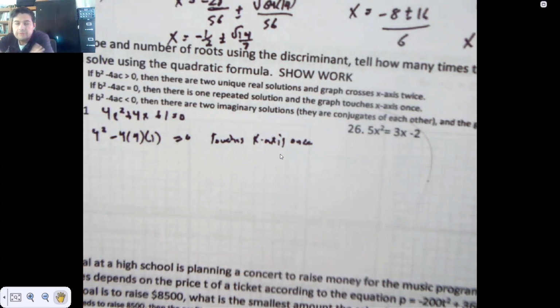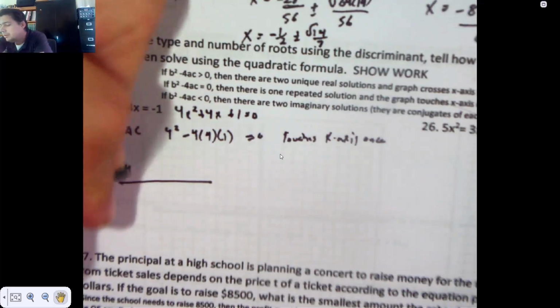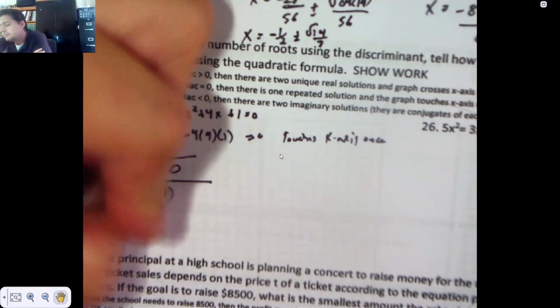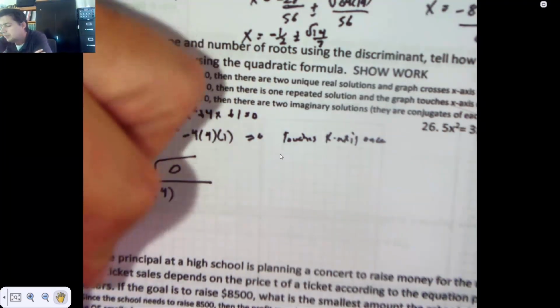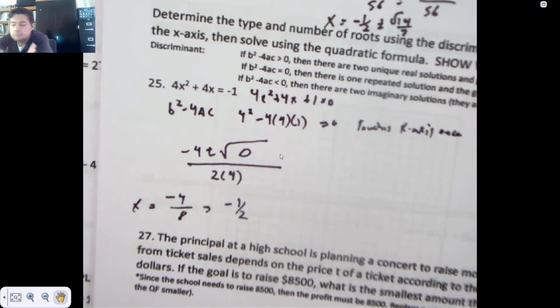So when I do the quadratic formula, I expect one answer. And I'm not even going to do the entire quadratic formula. I'm not. Because I've already done most of it, haven't I? Opposite b plus or minus square root of b squared minus 4ac. And there's a 0 in there, because I already did that part, over twice a, 2 times 4. Well, this is going to be negative 4 over 8, which is negative 1/2. And there's my x value. X is negative 1/2. The y value, by the way, is 0.